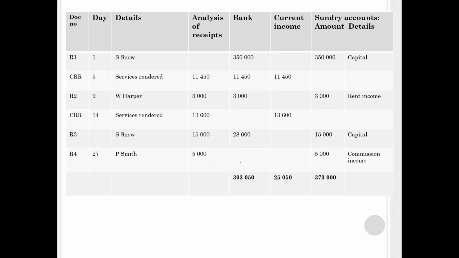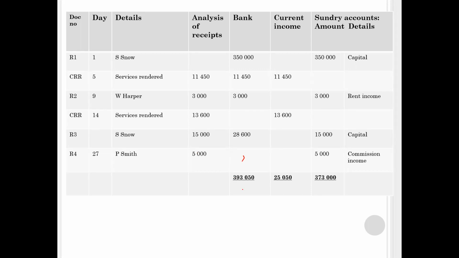I see I've missed the 5,000 Rand with the bank here, sorry. So 5,000 Rand must also be indicated here with bank. And then 5,000 Rand is going for commission income with sundry accounts. Why? Because there's not a commission income column at the top. That is why you take it to sundry accounts. Okay, so sorry, my mistake. Just remember there with bank, there must be 5,000 Rand entered.